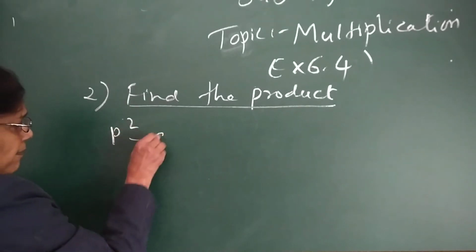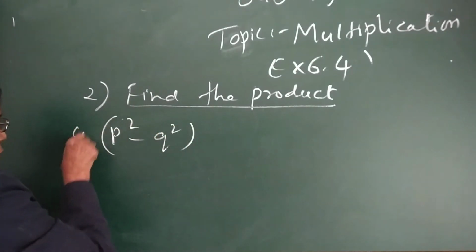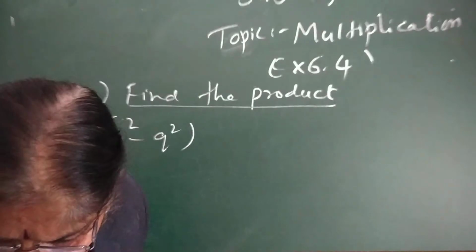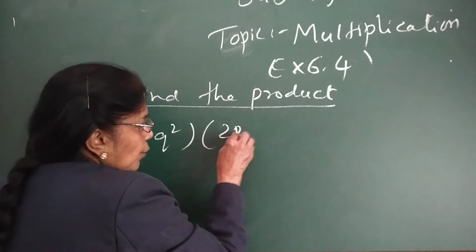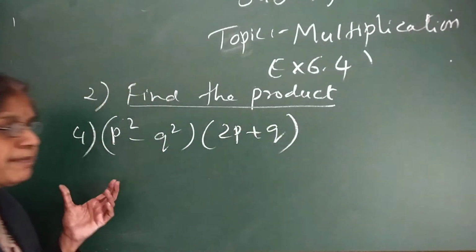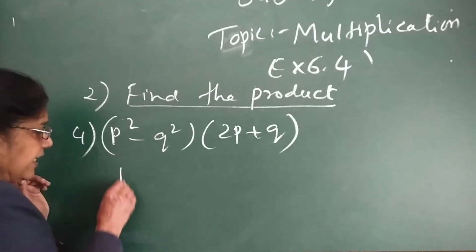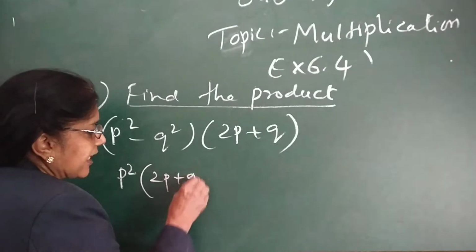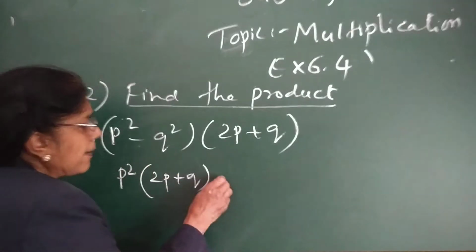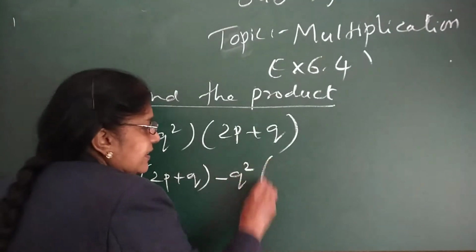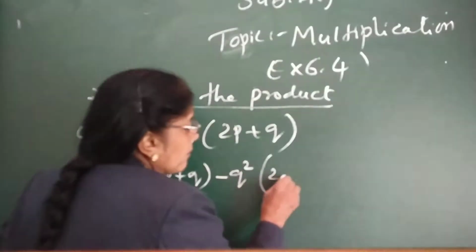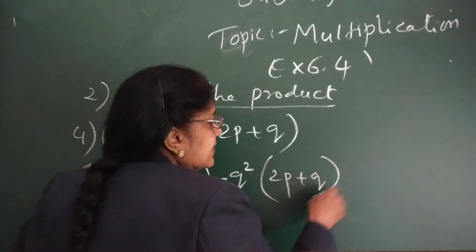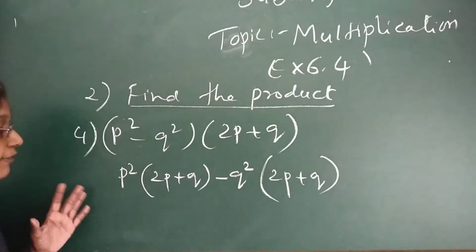p square minus q square, that is the fourth sum. p square minus q square in the bracket, 2p plus q. Same binomial by binomial. Take the first term of the first binomial, multiply with the two terms of the second binomial. What sign is there? Minus. Take the second term of the first binomial, multiply with the second binomial.